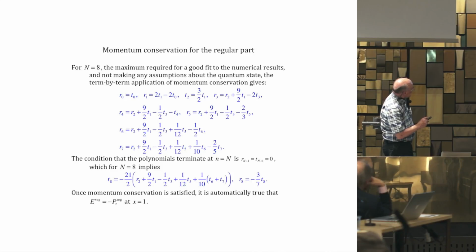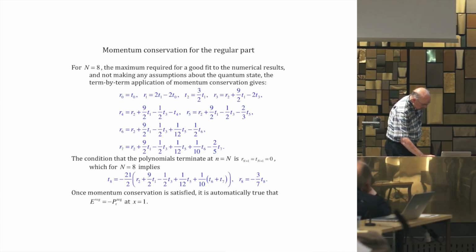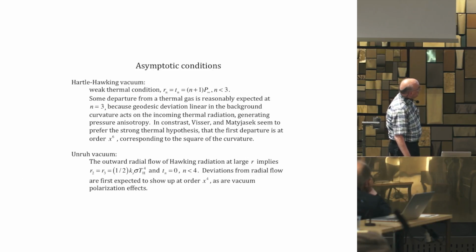And then one thing I want to point out is that once you satisfy these conditions, then you can show that for the regular part, the radial stress is minus the energy density exactly at the horizon. And in the literature, sometimes this is discussed as if it were some extra regularity condition, but in fact, it's not. It's just implied by momentum conservation. So we have, of course, assumed that things are finite by using the polynomial representation.